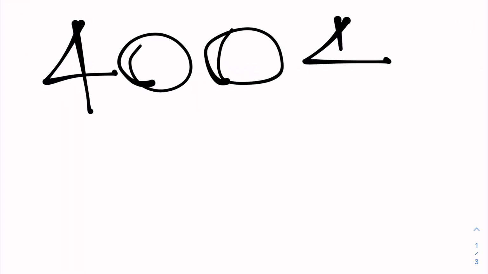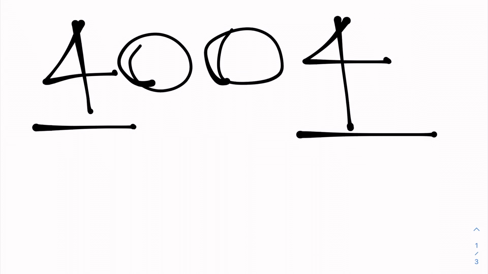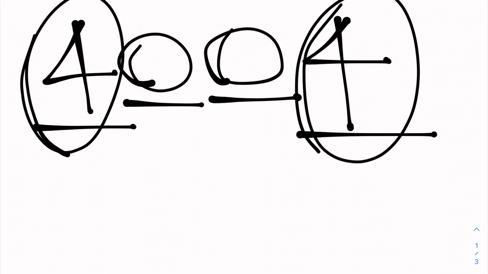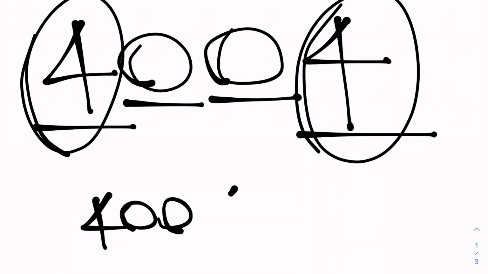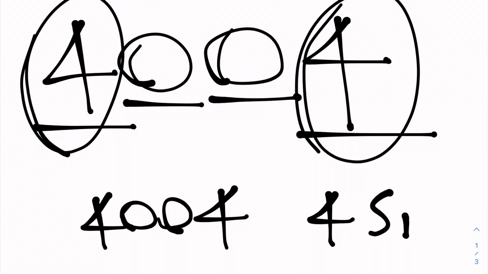Okay, let's look at another example. Let's say we have the number 4004. So immediately we already know that this 4 and this 4, they are significant because they are non-zero numbers. And from rule number 2, we can also say that these 2 zeros between the 2 non-zero numbers are significant because that's what rule 2 states. So the number 4004 will have 4 significant figures.